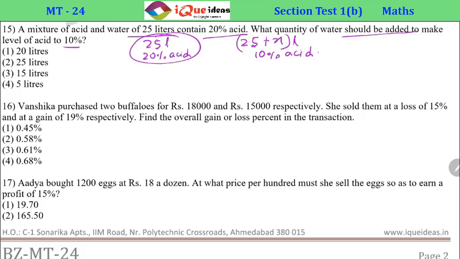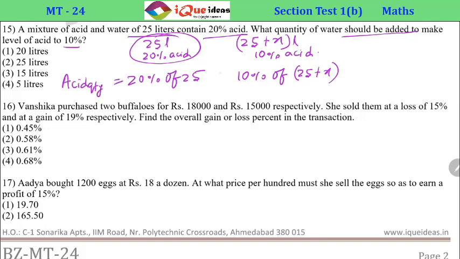So quantity of acid here will be 20% of 25. Quantity of acid here will be 10% of 25 plus x, right? Both these two are acid quantity, right? Now acid quantity should be same in both the cases. Simplify this. So 10% cancels 20% 2 times. So 2 into 25 is 50 is equal to 25 plus x. Fantastic. So simply x is equal to 50 minus 25, that is 25 liters.